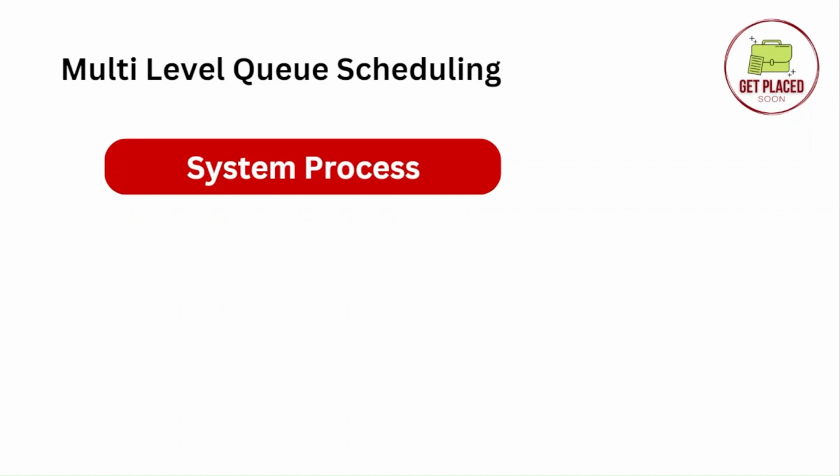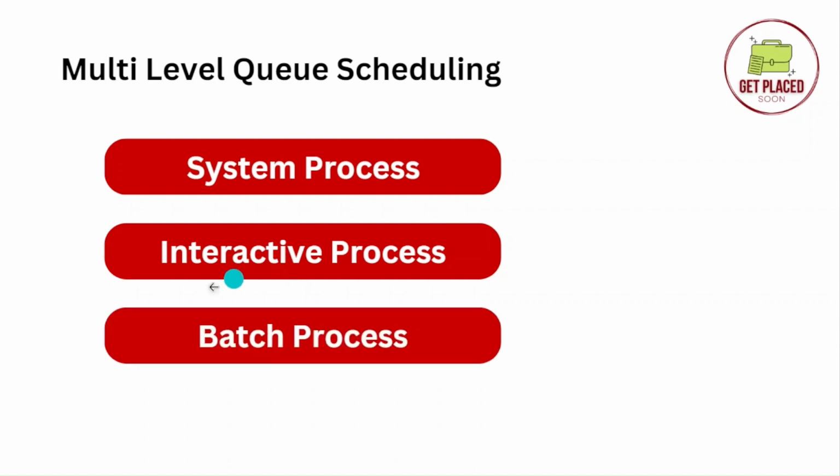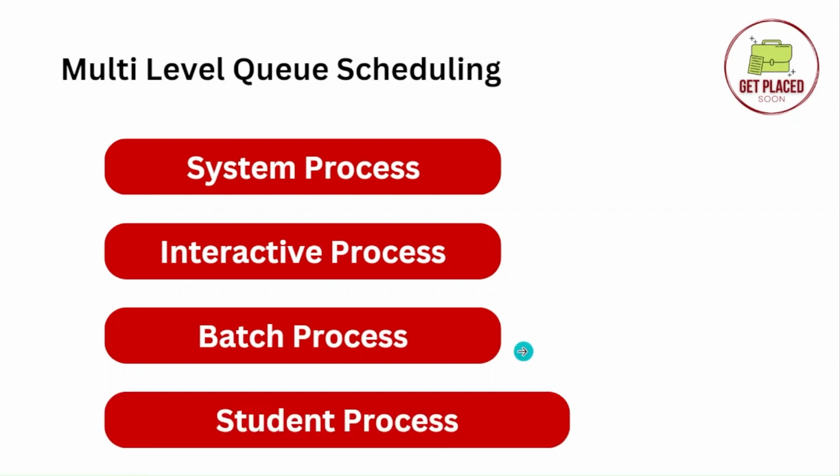For example, we have system processes. System processes are important processes which are executed by the operating system itself. We can have one more category, like interactive processes. As the name suggests, interactive processes involve user interaction. They need to be responsive and need user input. Another category is batch processes. Batch processes are those which can be executed in the background. They do not need any user intervention. And we can have one more category, student processes, which have the lowest priority. So I am giving these 4 types of categories as an example. There can be more types of categories as well.